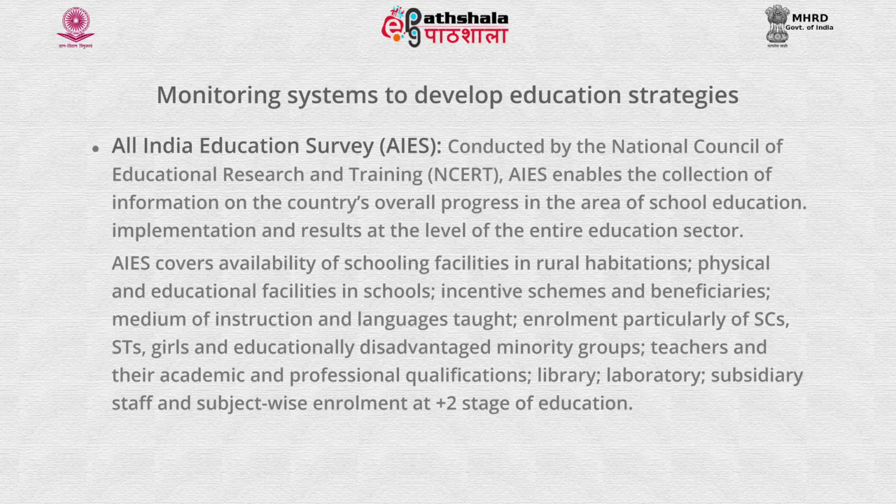AIES covers availability of schooling facilities in rural habitations, physical and educational facilities in schools, incentive schemes and beneficiaries, medium of instruction and language taught, enrollment particularly of SCs, STs, girls and educationally disadvantaged minority groups, teachers and their academic and professional qualification, libraries, laboratories, subsidiary staff and subject-wise enrollment at the +2 stage of education.